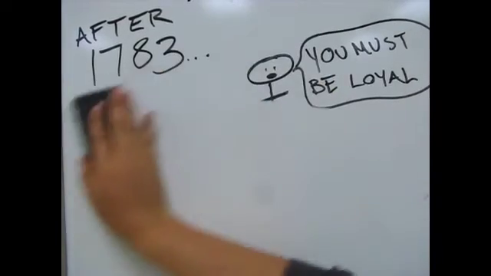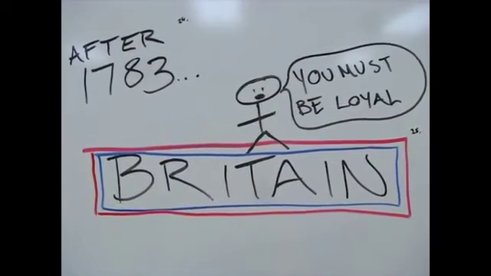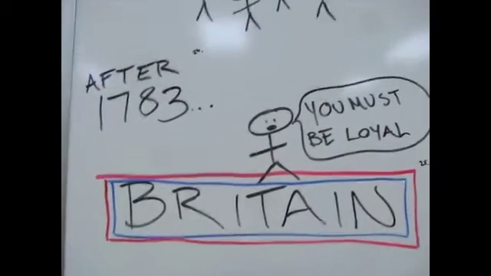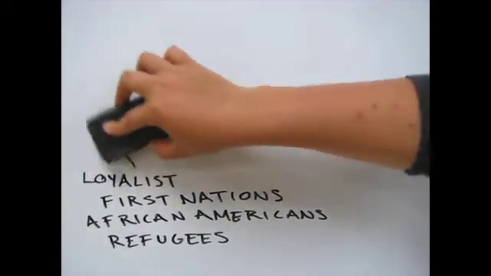After 1783, Britain made serious efforts to expand their English-speaking colonies. They wanted to build a population that was loyal to the British Crown. The first people welcomed to the north were the Loyalists, including the First Nations and African Americans. Since they were refugees from the U.S., they were less likely to cause trouble.